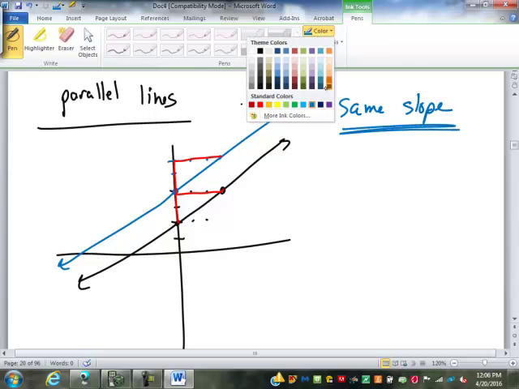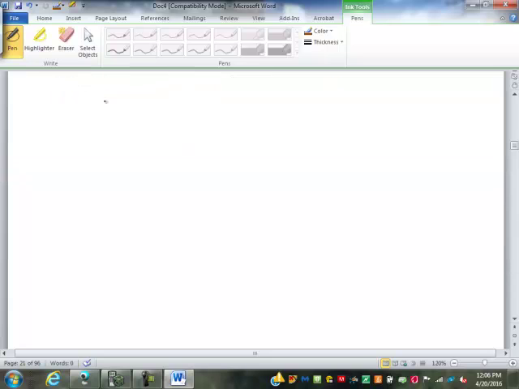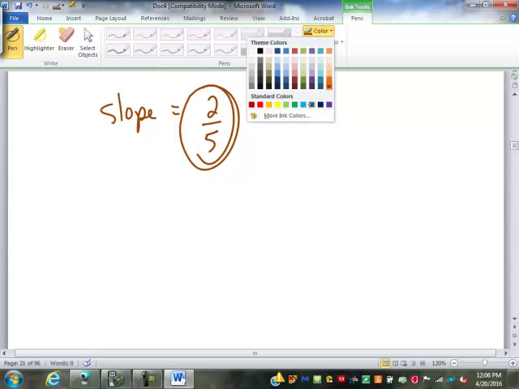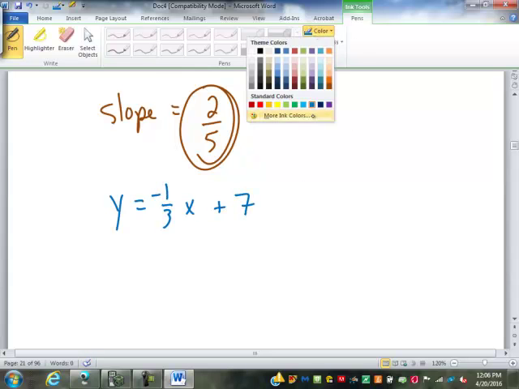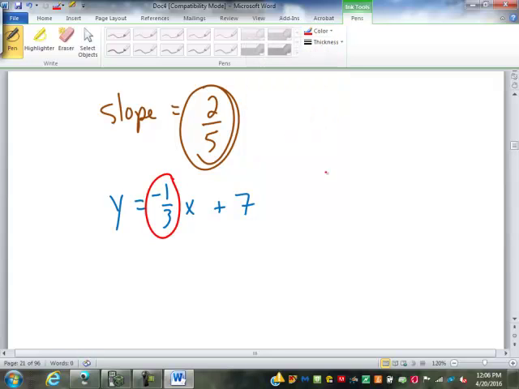So if I have a line that has a slope of 2/5, any line that is parallel to that must also have a slope of 2/5. So if I give you y equals a negative 1/3 x plus 7, we know the slope of that line is negative 1/3. The slope of any line parallel to that line must also be negative 1/3.